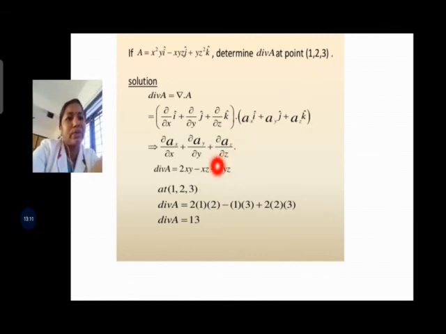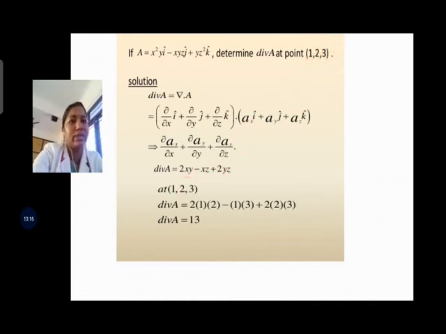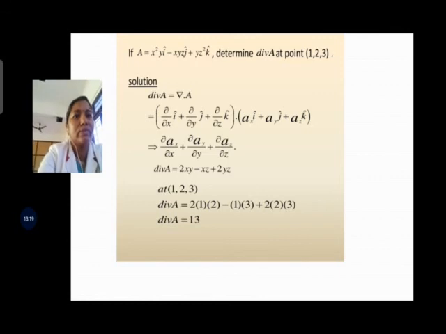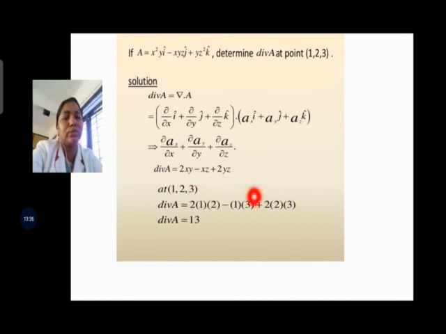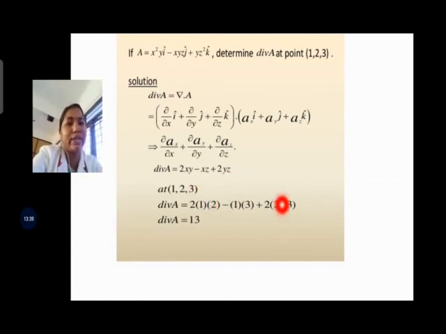Now we are going to substitute the point 1, 2, 3 in this answer. So x is 1, y is 2, z is 3. Now we will get the answer: 2 into 2 is 4, minus 3, plus 12. So we will get 13 as the answer for the divergence of A.